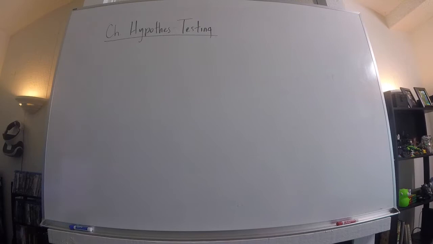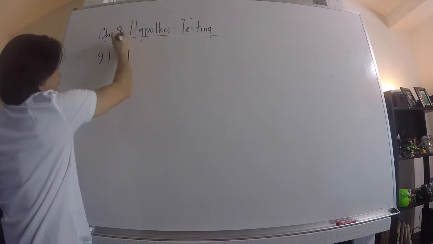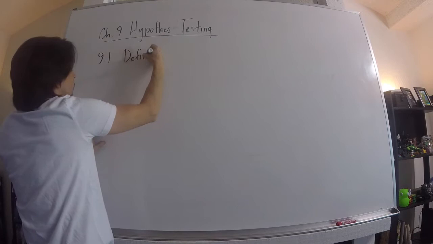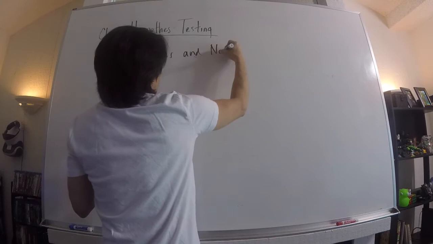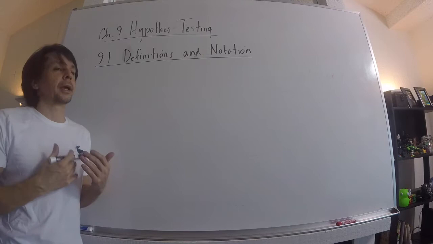Okay, 9.1 though. What did I just write? Chapter 9. Hypothesis testing. 9.1, we're just going to go through a lot of background. In fact, the title of it is Definitions and Notations. A lot of background to this process, and then when we get through that, we'll do 9.2, which is hypothesis testing for proportions, then 9.3, which is hypothesis testing for means. So again, it's got a thing for proportions and a similar analogous thing for means.